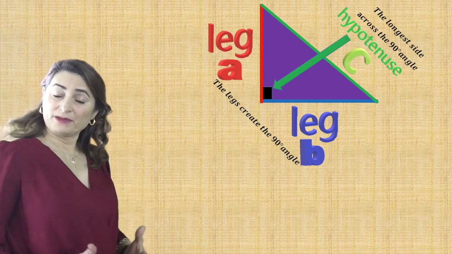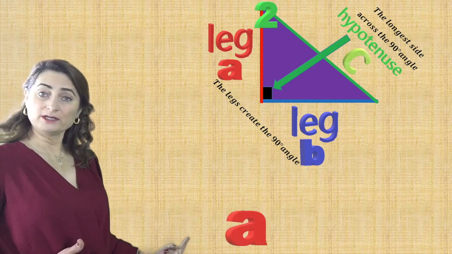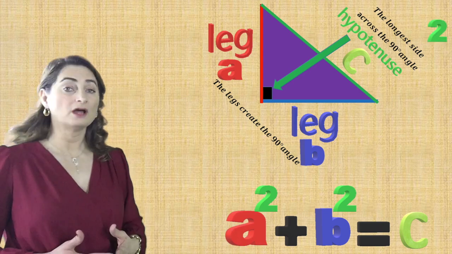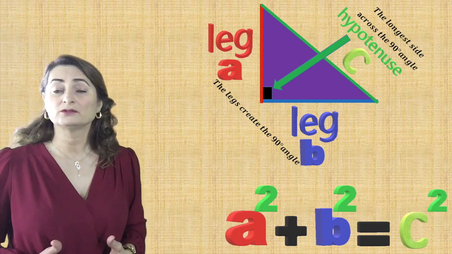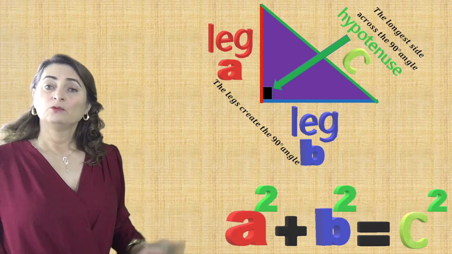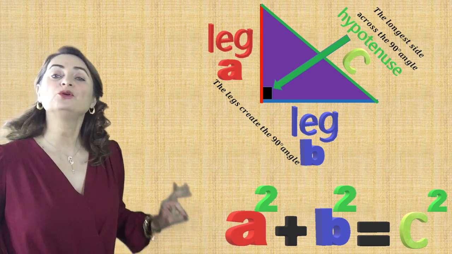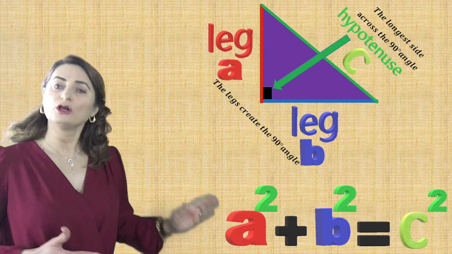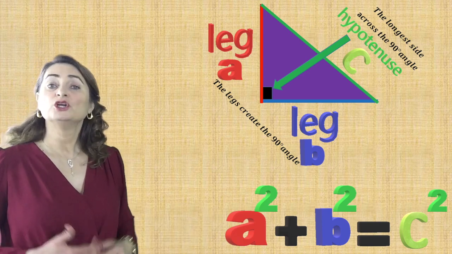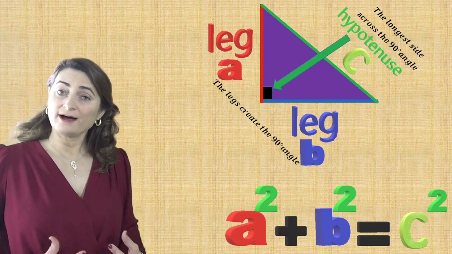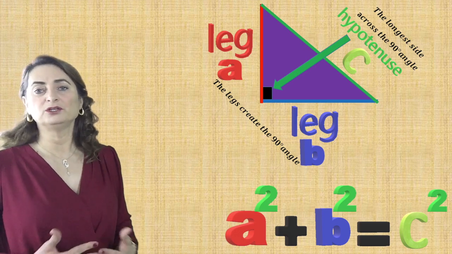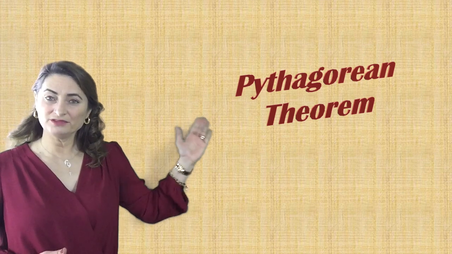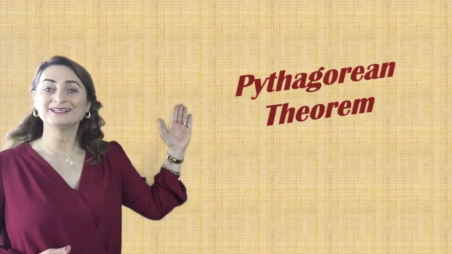Now, what the Pythagorean theorem says is, if I square side A and add it to the square of side B, it will give me the square of the longest side, which is the hypotenuse, which is C. We will use this equation to prove whether a triangle is in fact a right triangle. And we are also going to use this equation to derive different formulas that we will be using throughout the lesson.